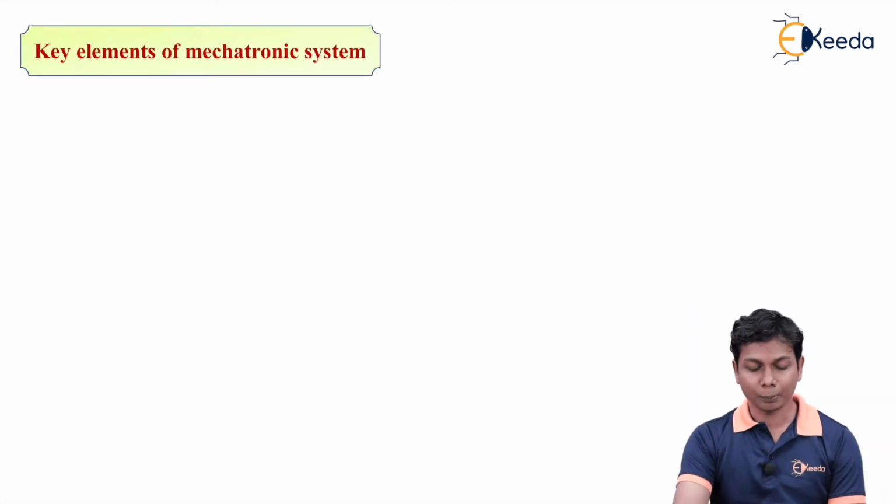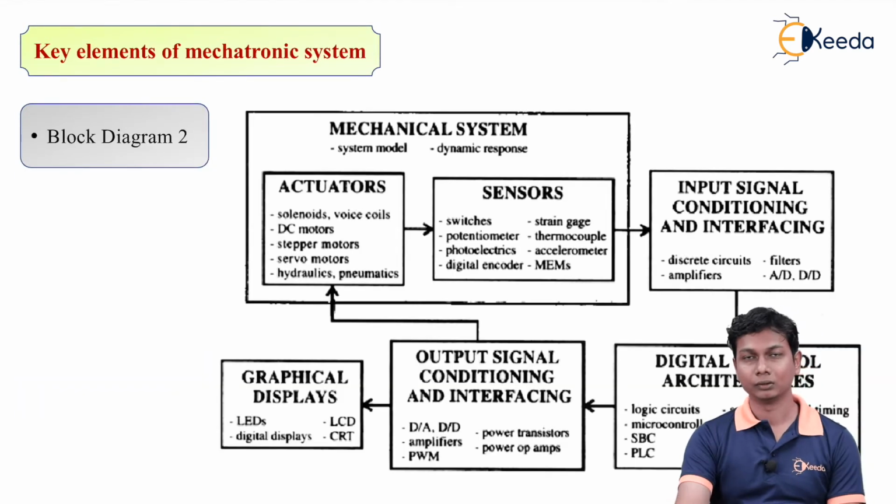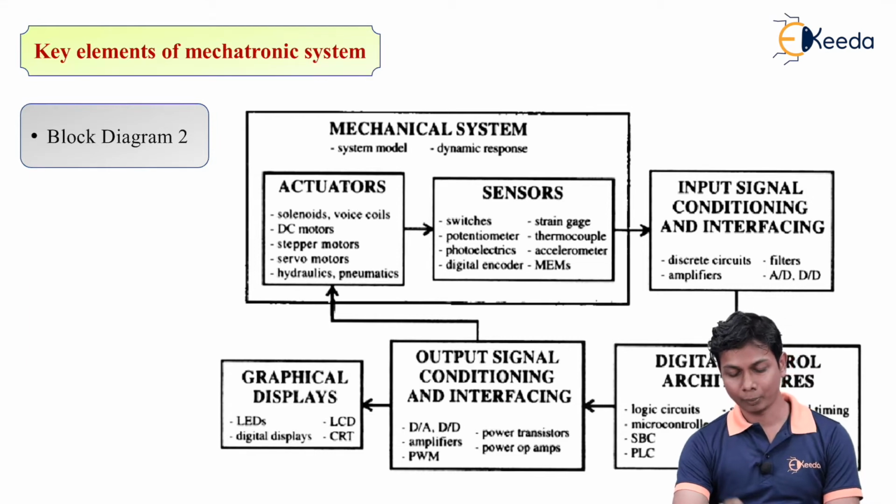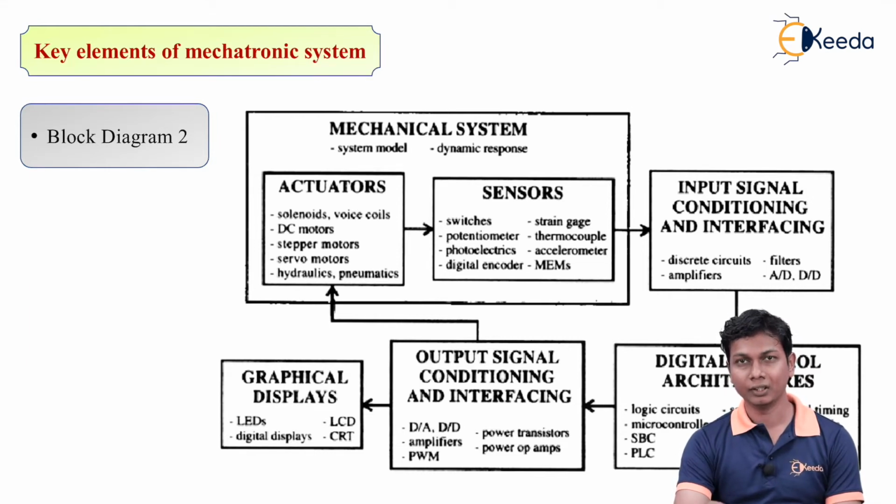Now, the other part of the key elements of mechatronics is represented in another block diagram. This block diagram representation of a mechatronics system includes mechanical systems combined together with the input signal conditioning and interfacing, which is again connected to the digital control architecture. This digital control architecture is connected to the output signal conditioning and interfacing, and these are connected to the graphical display. Now we will see details of each block with their examples also.